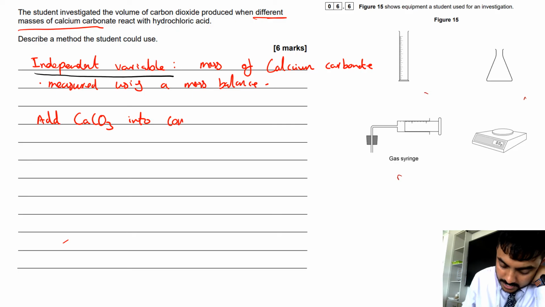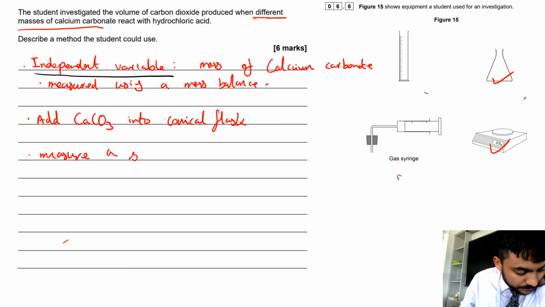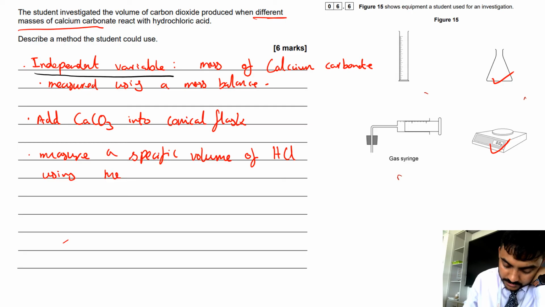That's not how you spell conical, is it? Conical flask. That's this. So we've used these 2 pieces of equipment. Then what would you do? Then you measure a specific volume of hydrochloric acid, which is HCl, using a measuring cylinder. And then you add it to the conical flask. Add HCl to conical flask.